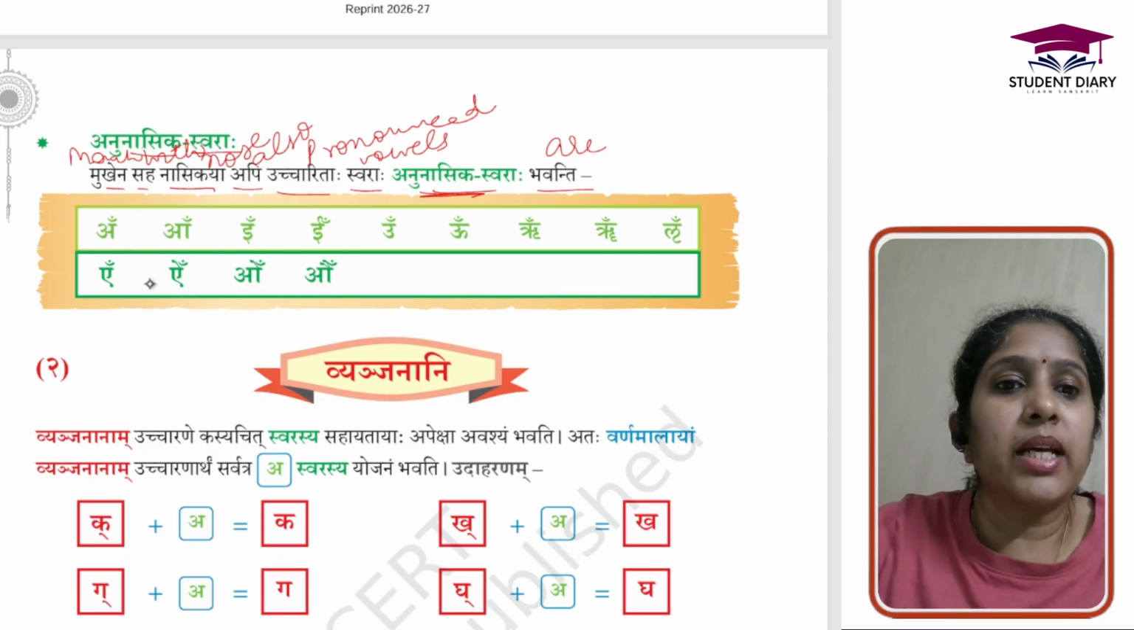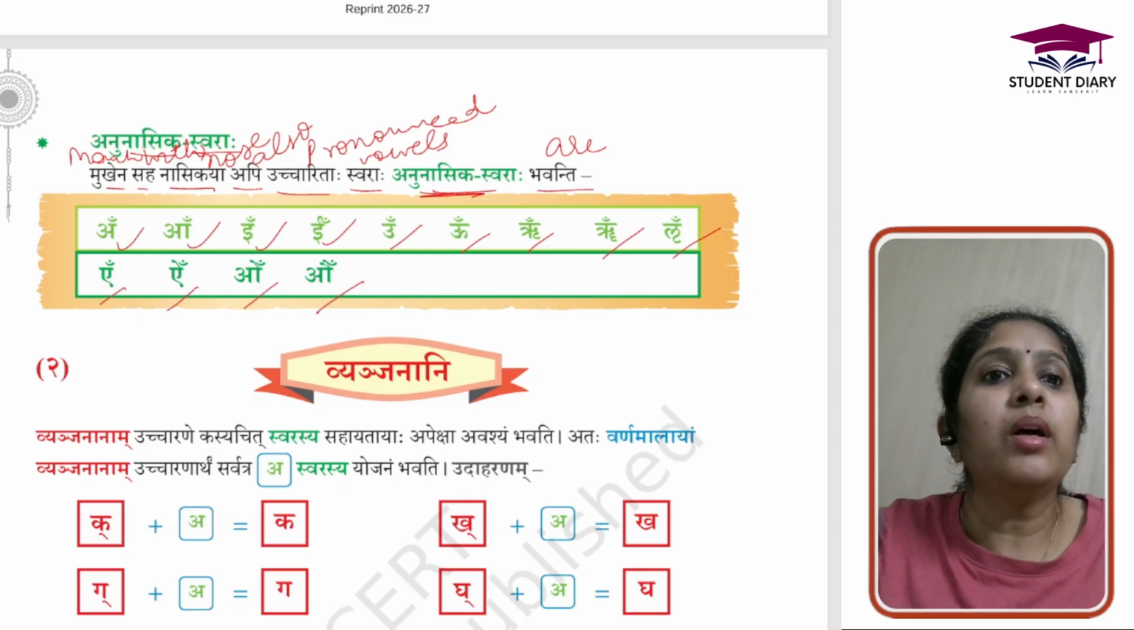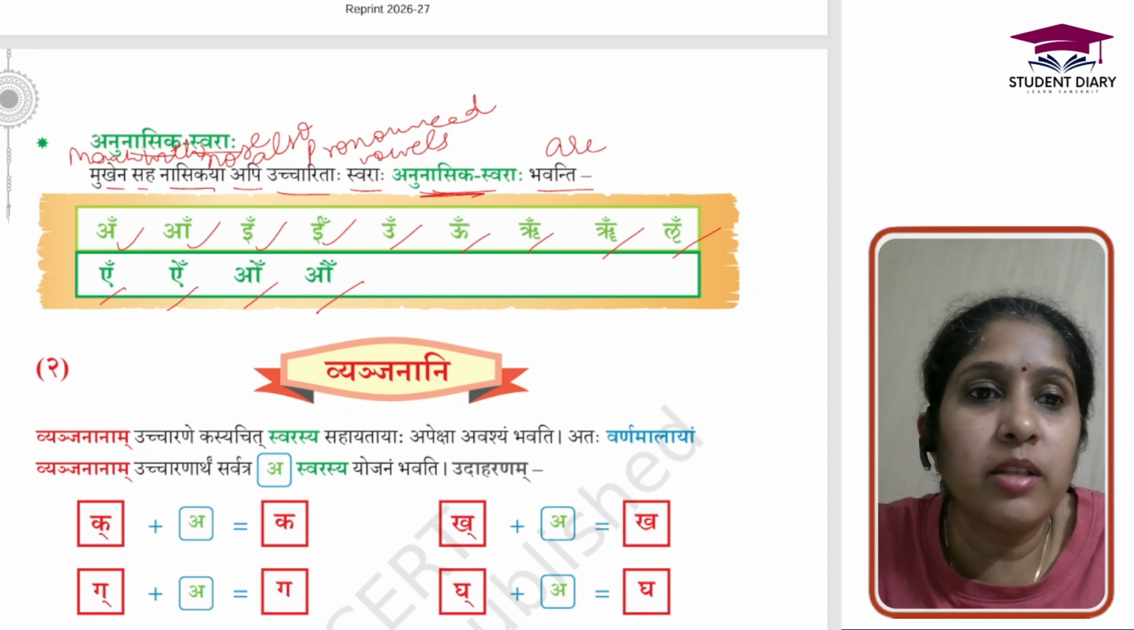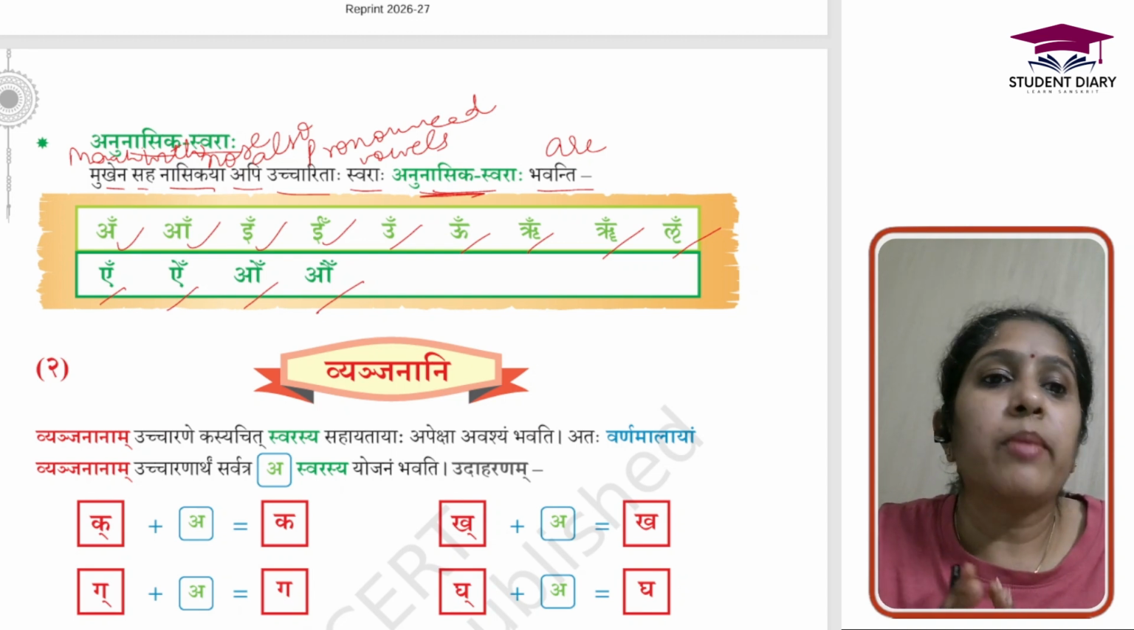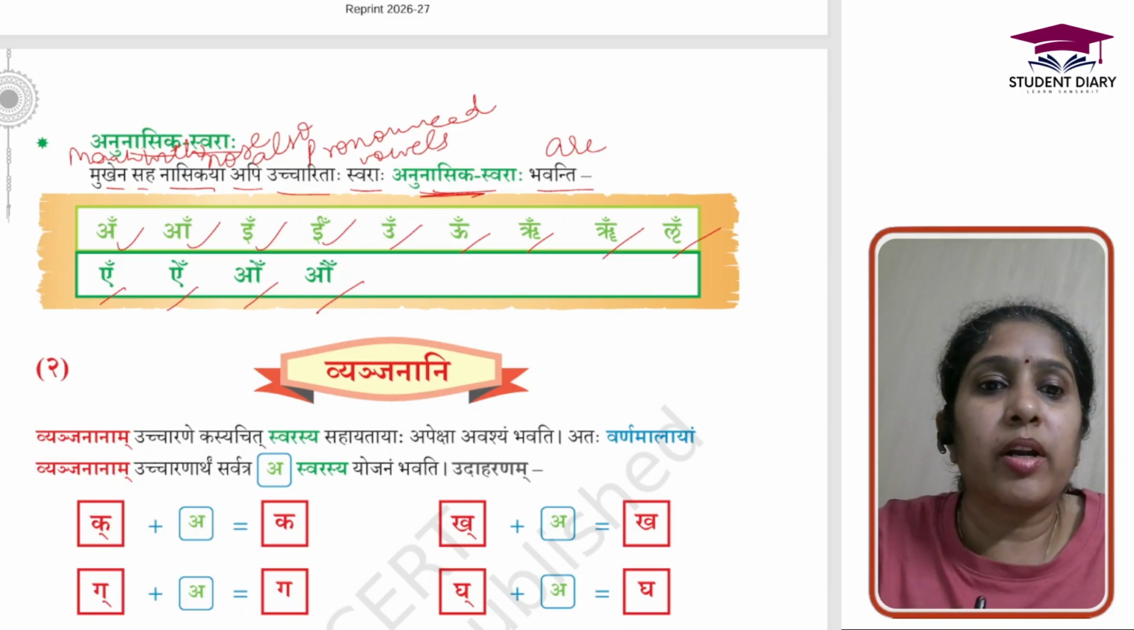Okay, so they have given us the example for anunasik as a, i, u, ru, e, ai, o. So we need the help of the nose also in speaking all of these. That's why we call them anunasik. Fine. I hope everyone has understood the swara topic.